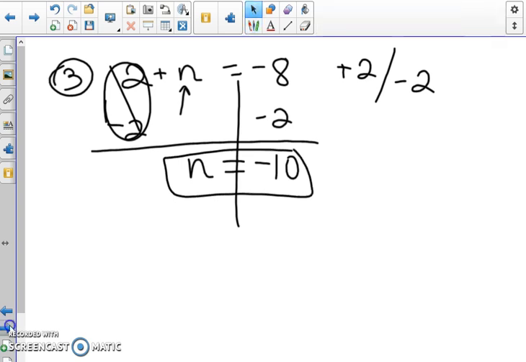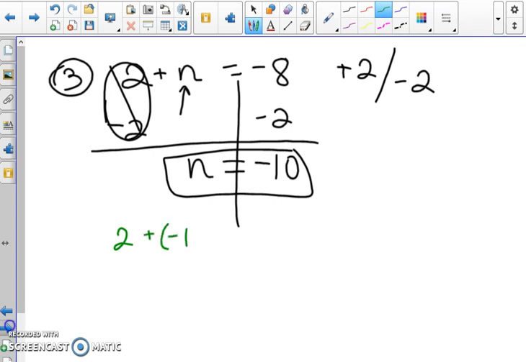Let's check our answer. It can't hurt to take that extra 10 seconds to check. 2 plus negative 10. Does that equal negative 8? Yes.